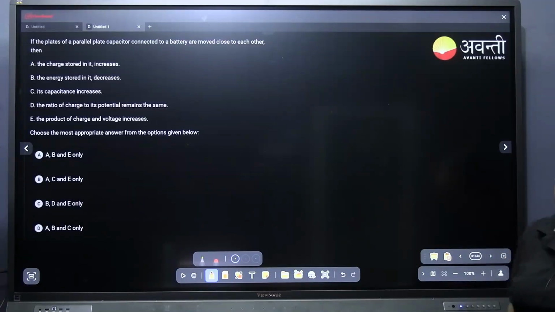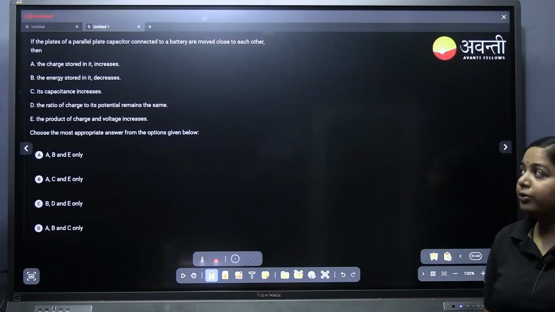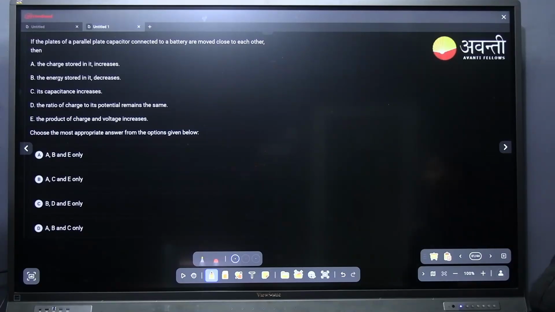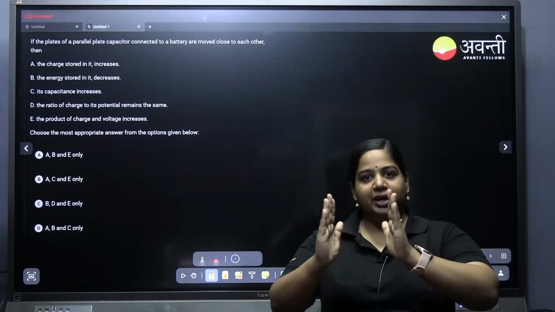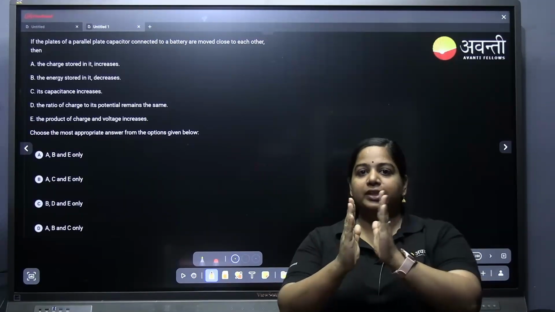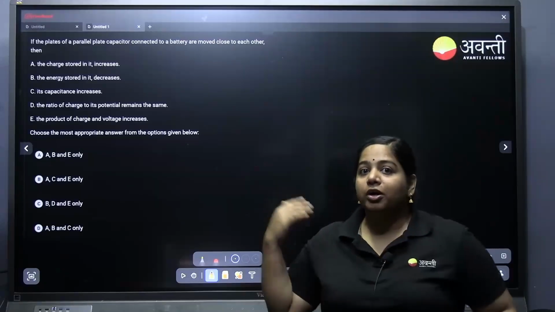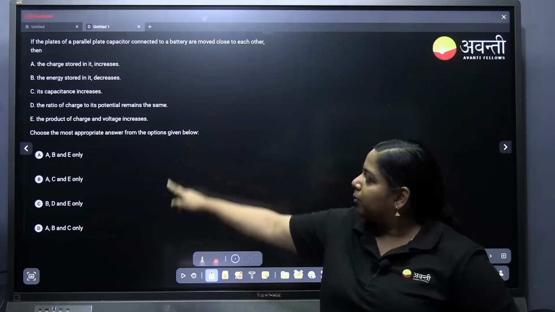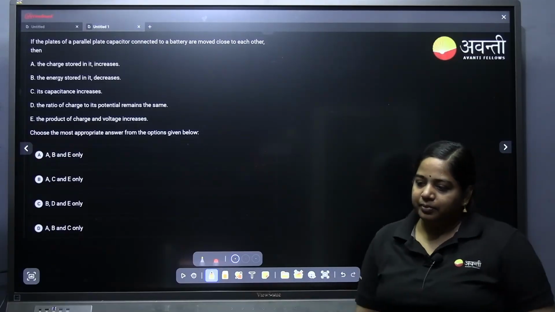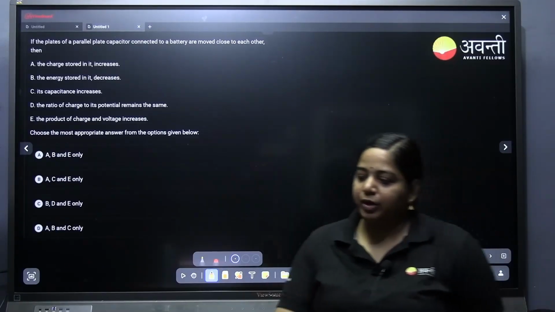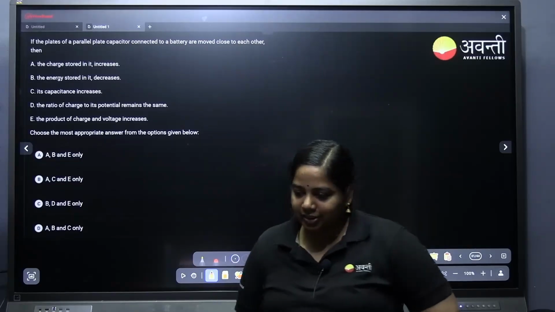Next one, it's a conceptual question. It should be easy for you. If the plates of a parallel plate capacitor connected to a battery are moved close to each other, so a capacitor connected to a battery, and now we are moving the plates close to each other, what will happen? Some options are given. Which is correct among them? Let's see if you are able to get the answer without my help first.